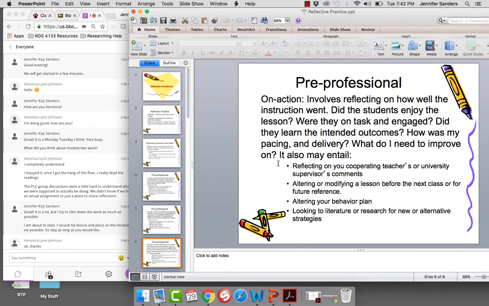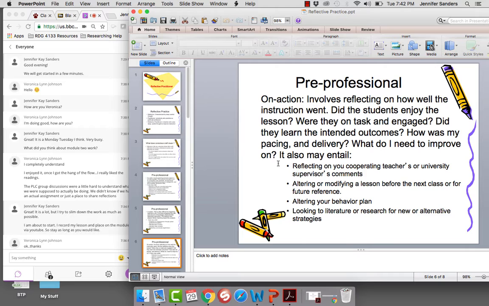Then we'll talk about on action. That's sitting down and just thinking about how did the lesson go? Did the students enjoy the lesson? And that's a question I constantly forget and have to remind myself. Am I making the lesson enjoyable for the students? And then were they on task and engaged? What did they learn? Did they actually learn the objectives, the targets that I wanted them to learn?